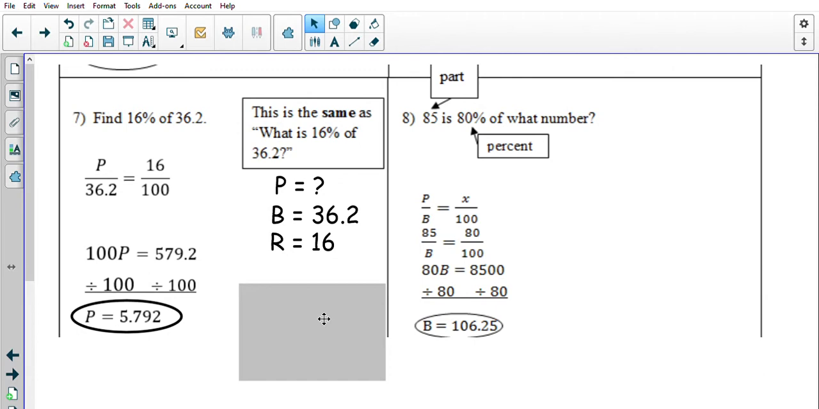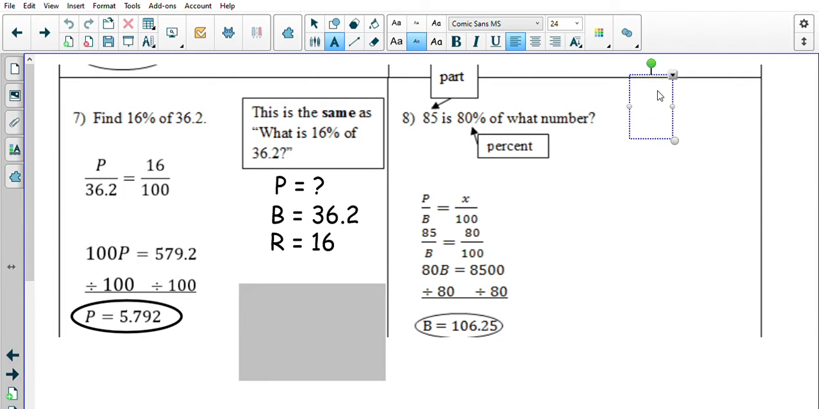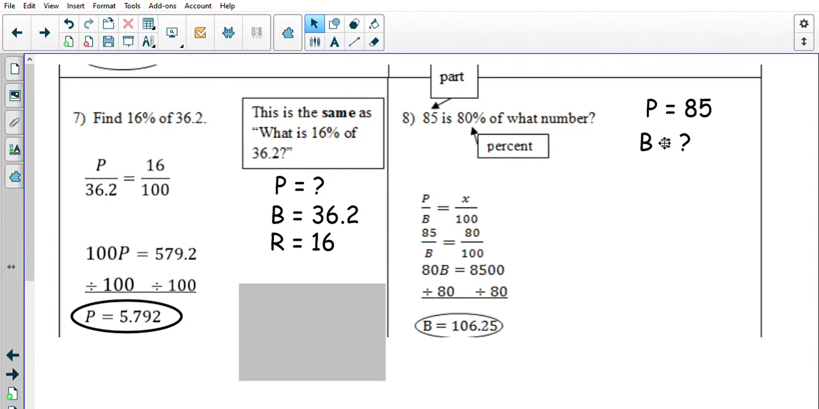All right, our last kind of question is where we're going to be trying to find the base. So in number 8, the part is 85. And notice how it's close to the word "is." It typically will be. The base is unknown because it says "of what number." So "of what" is what we're trying to find in this case.